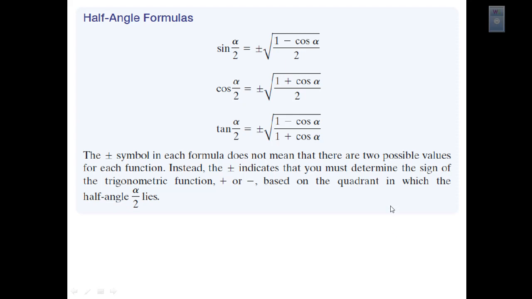All right, and the half angle formulas, the last ones we're going to look at. The plus or minus symbol, one thing you need to know, the plus or minus symbol in each formula does not mean that there are 2 possible values. It means that you've got to choose and determine the one that's going to be true. In other words, it could be a positive value or it could be a negative value. You determine what quadrant it would fall in, and then you know where the theta over 2 is going to lie as far as positive or negative.